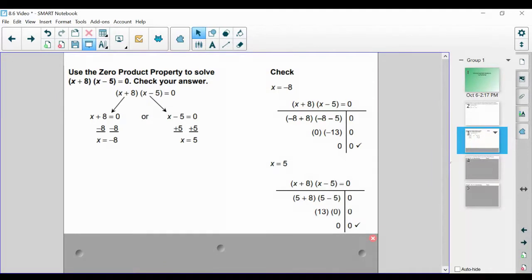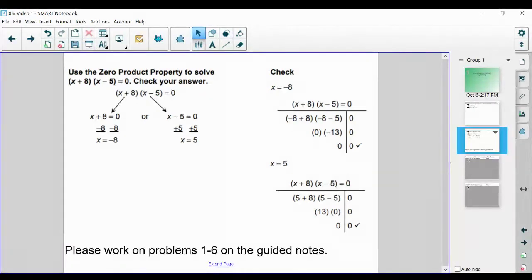Hey, that rhymed. We found the two values of x that it could be by using the zero product property. Hey, all right, cool. Look at that. And Poet didn't even know it.